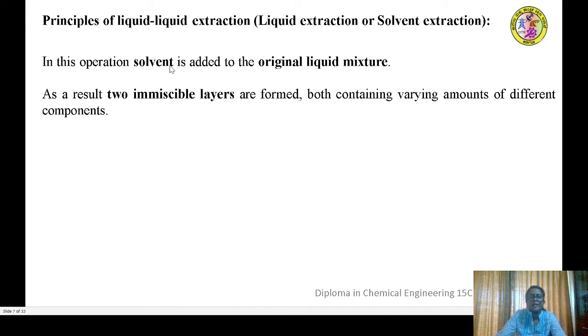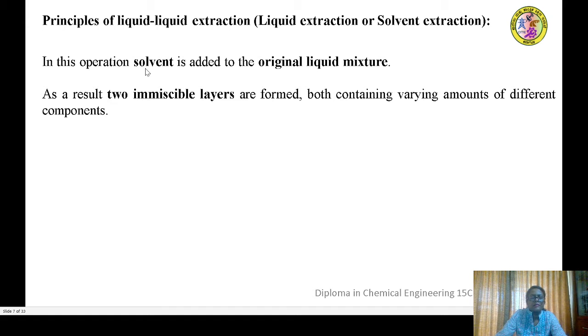See, the solvent that you are adding to the original liquid mixture is insoluble in the mixture. Okay, however, it can dissolve some of the components from the original liquid mixture. So when such a solvent is added to the liquid mixture, two immiscible layers will be formed. Two liquid layers that are not miscible in each other will be formed, and both will contain all the components but in very different amounts.